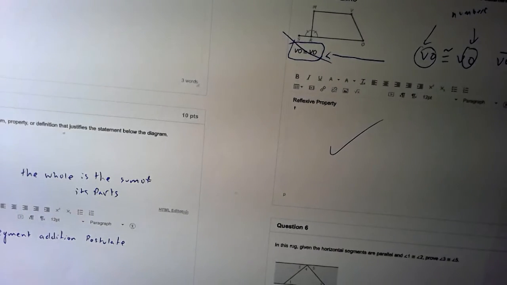So that's correct. Reflexive property. Good job. And then over here, question 6, that one was also correct. We just needed to add something at the very end. So let me pull up, where was it? It's over here. It's question 6. So what you wrote is correct, so all of that is fine.